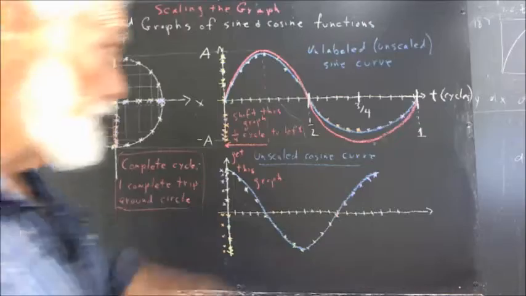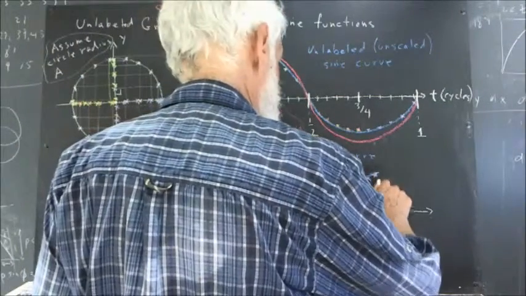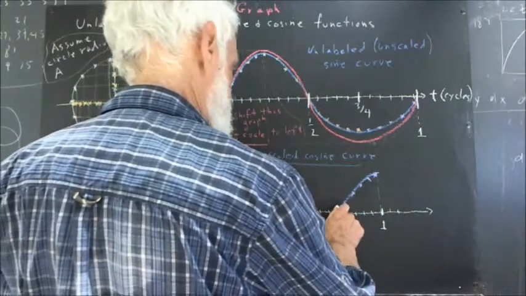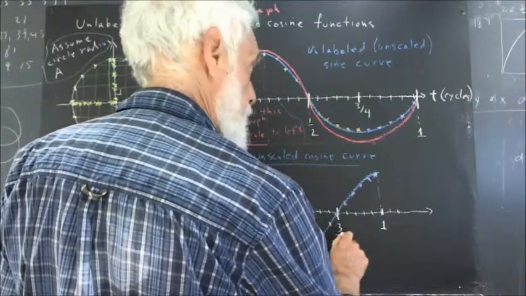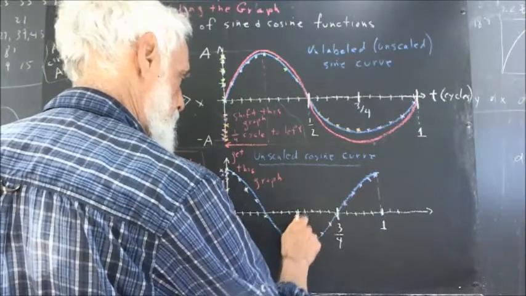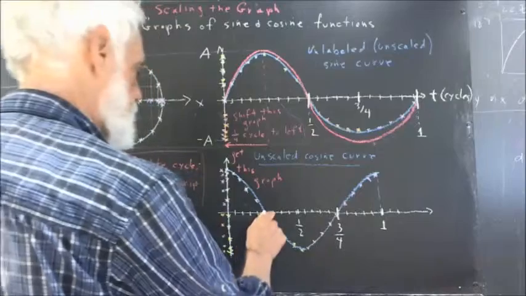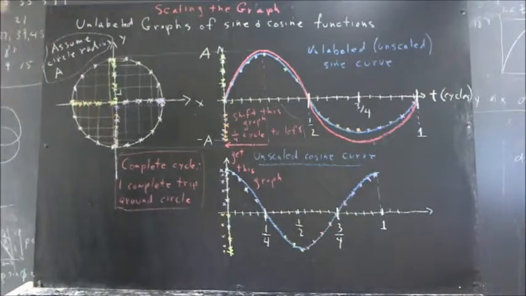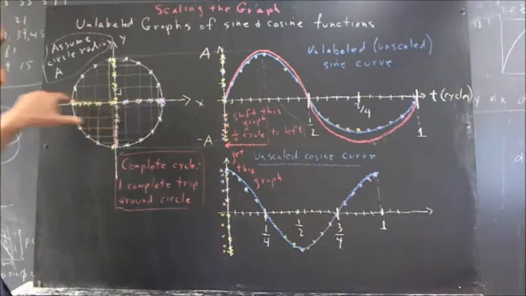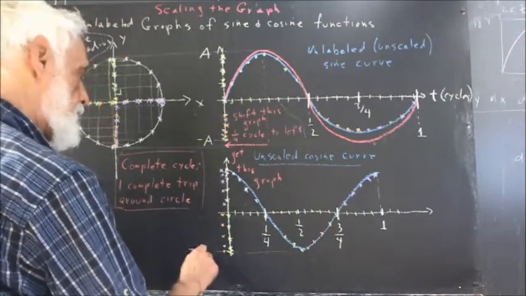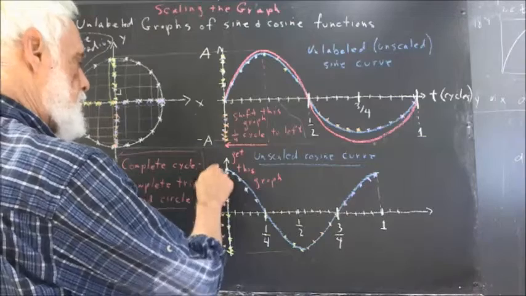But I can do the same thing down here. The cycle ends here. So we would have 1. At this point, we're at 3/4 of a cycle. At this point, we're at half a cycle, and at this point, we're at 1/4 of a cycle. And down here, obviously, the x values go from a to negative a, just like the y values do. So we have negative a down here and a up here.